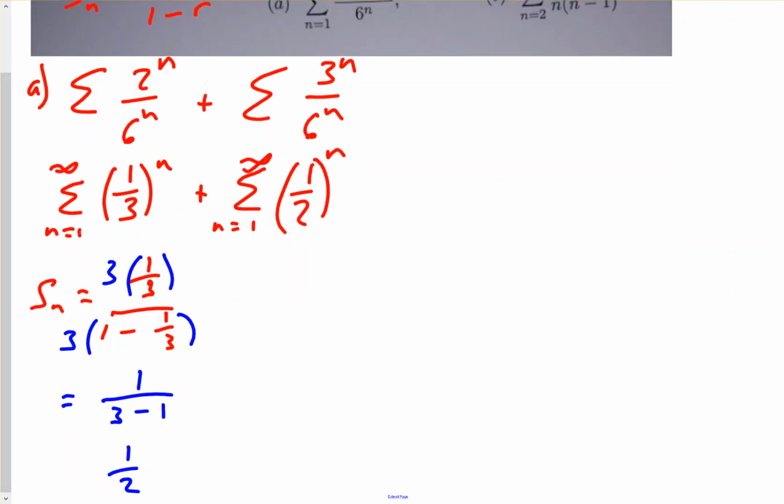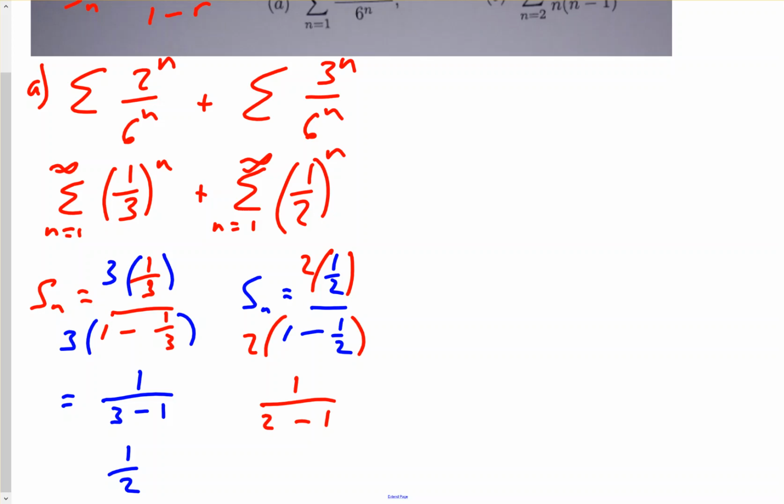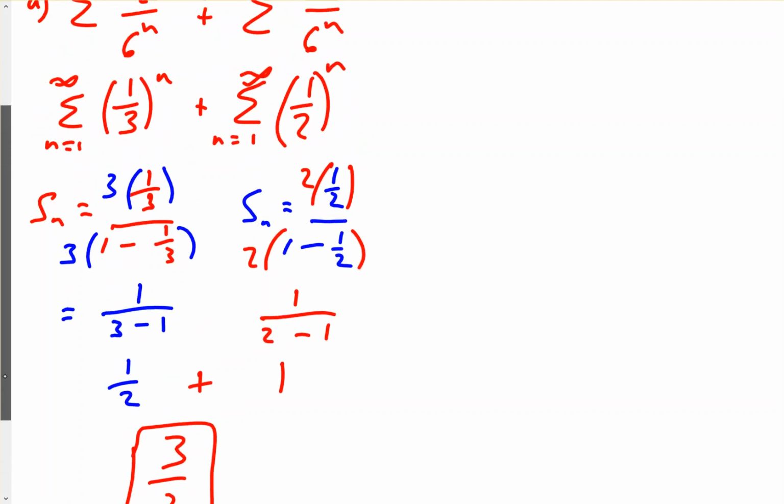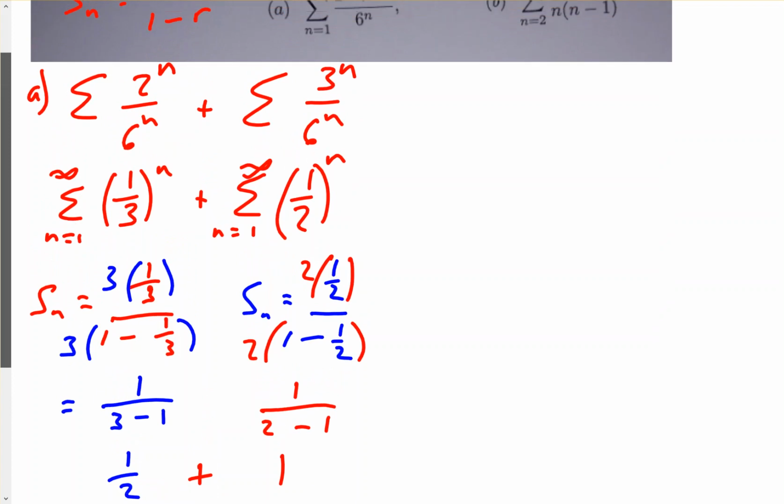Okay, for our second part, first term is 1/2 over 1 minus 1/2. Again, similarly, we're going to multiply top and bottom by 2. So that means we have 1 over 2 minus 1, which gives us 1. Okay, we add these together, and we end up with 3/2. So that would be the answer to part A.